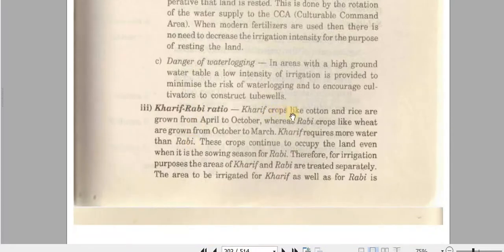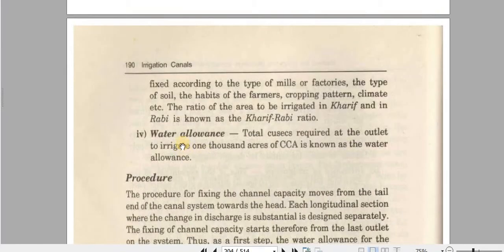And the kharif rabi ratio: kharif crops require more water and rabi crops require less water. So this ratio is also very important. And the last thing is water allowance. That is a very technical term. Usually that is asked in an interview. That is the total cusec required at an outlet for 1000 acre. Total cusec required for 1000 acre.